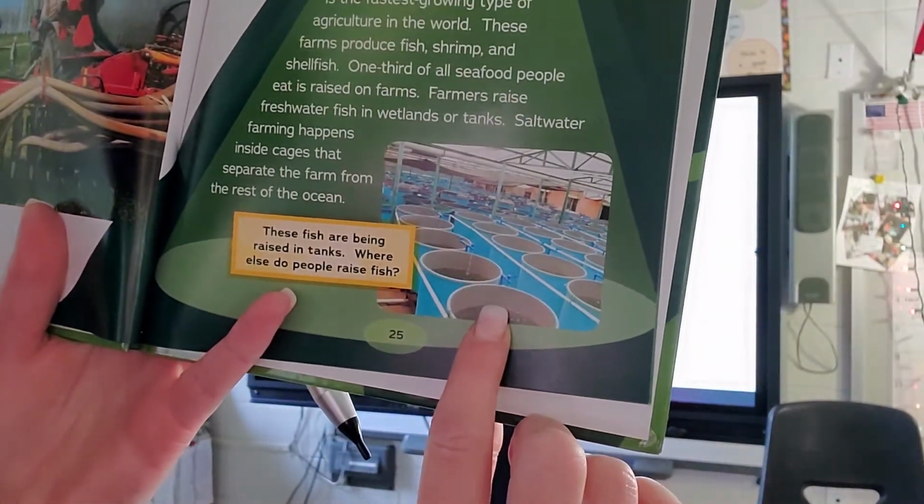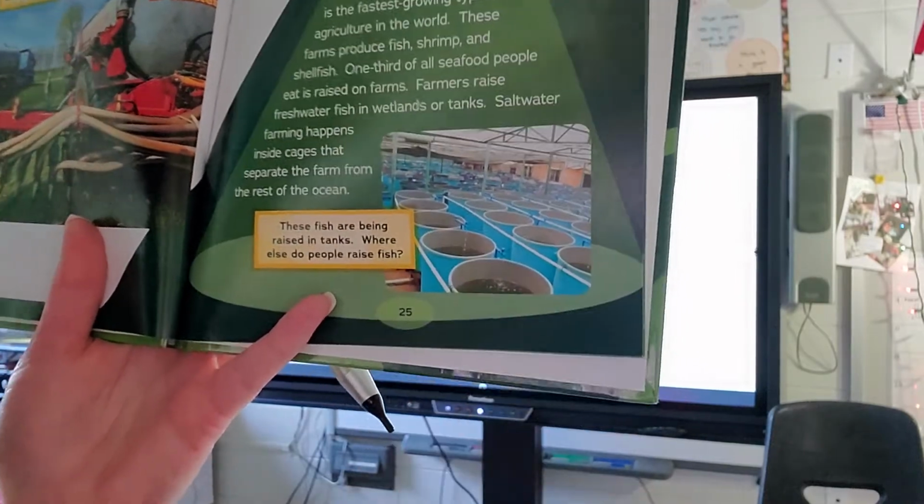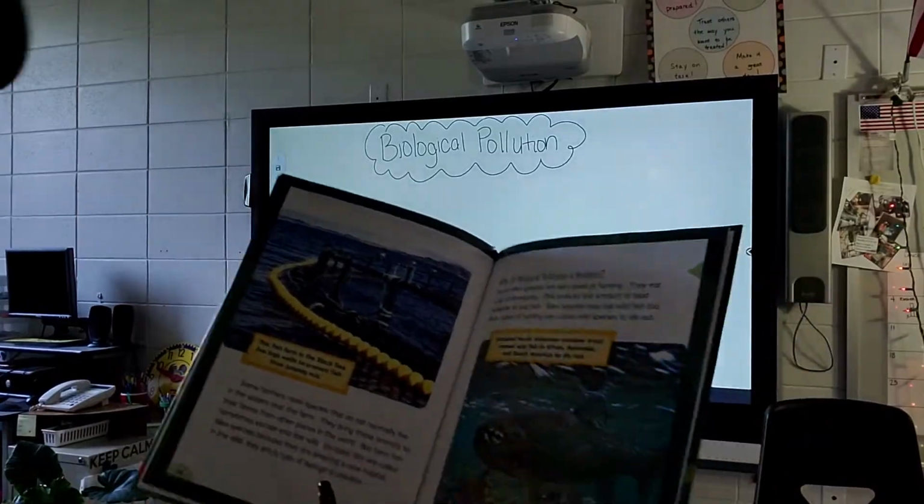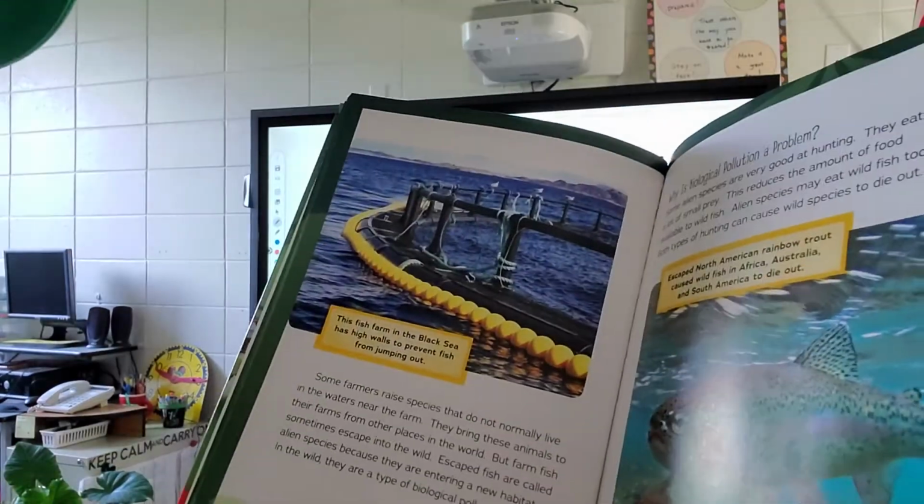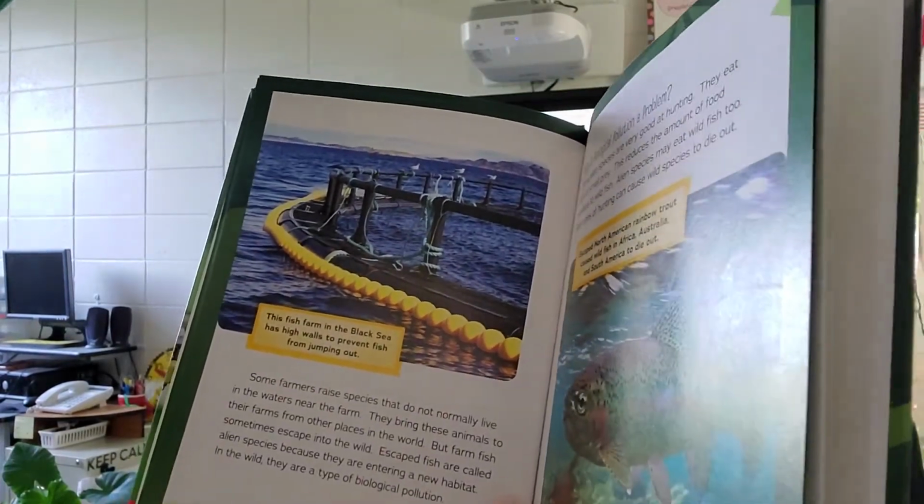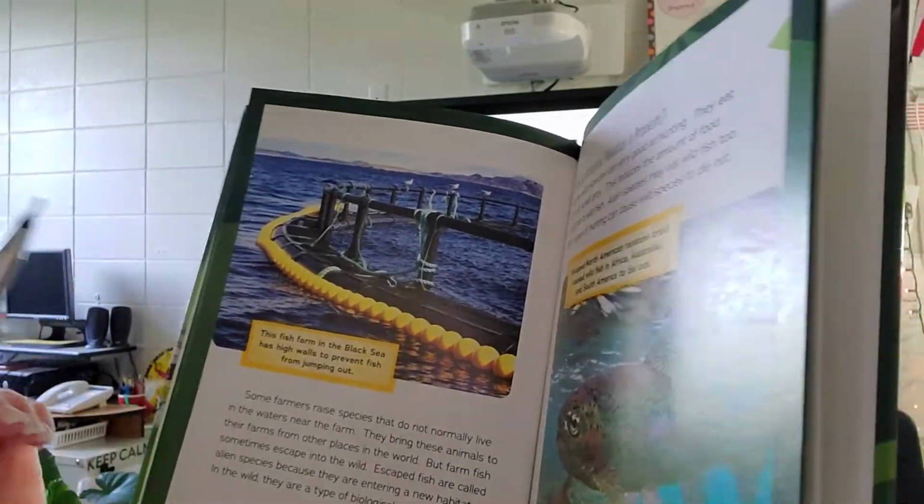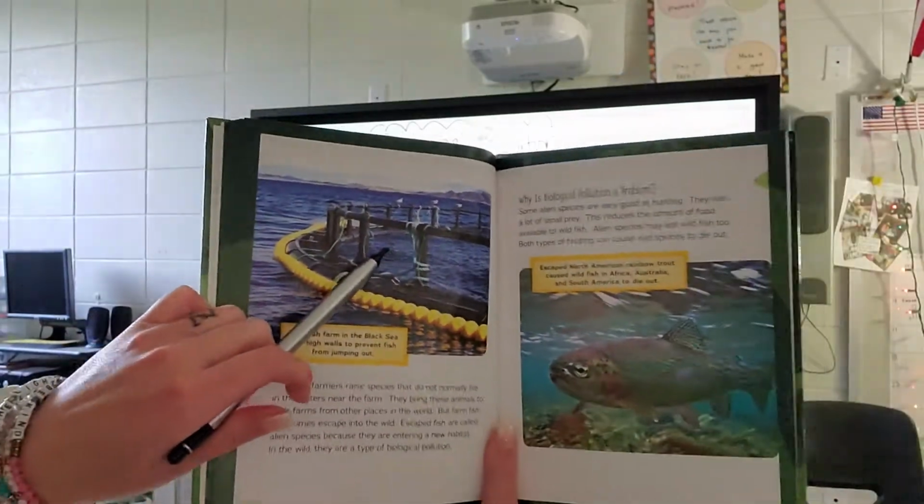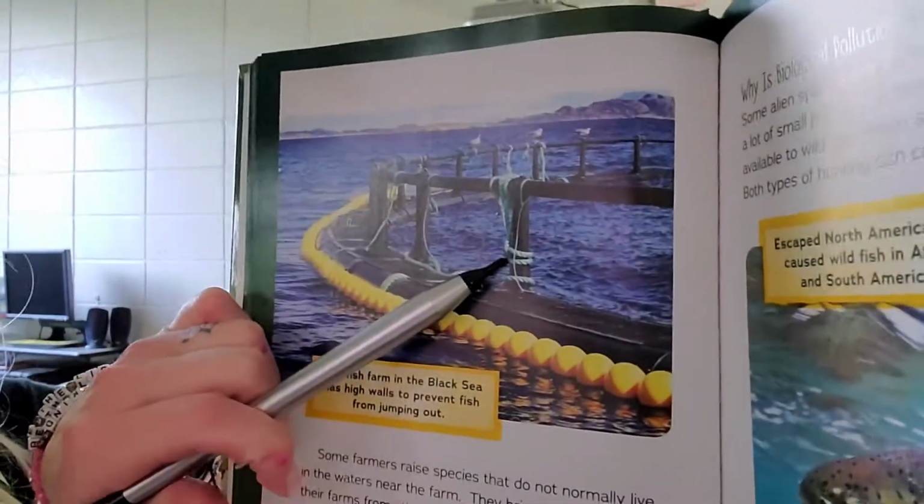These fish are being raised in tanks. This fish farm in the Black Sea has high walls to prevent fish from jumping out. So you can see these high walls here. See the high walls?